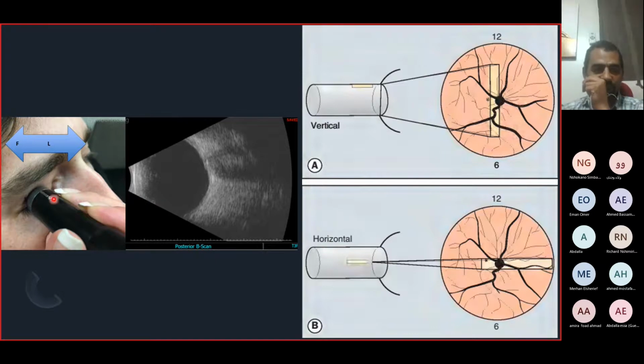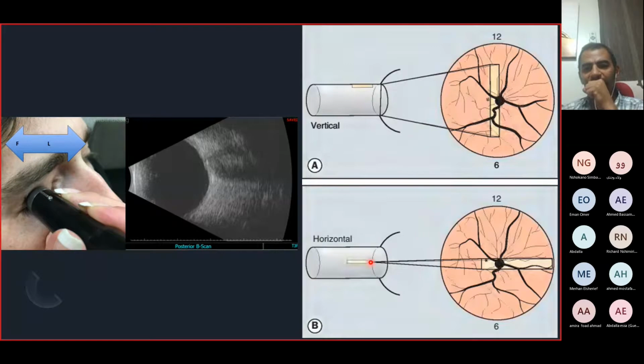So we have here, as you can see, this is the probe of the ultrasound. And this indicator usually corresponds to the superior part of the screen. Okay? So if I'm holding the probe like that, and this is what's showing on my screen, this should be the superior or the temporal or the inferior retina. What do you think this part will be? It will be the superior retina. This is the superior retina because it corresponds to that part.